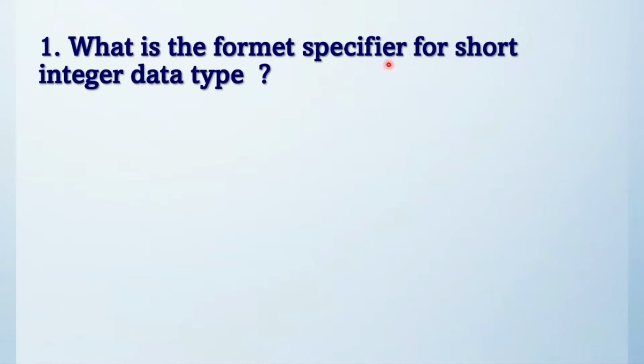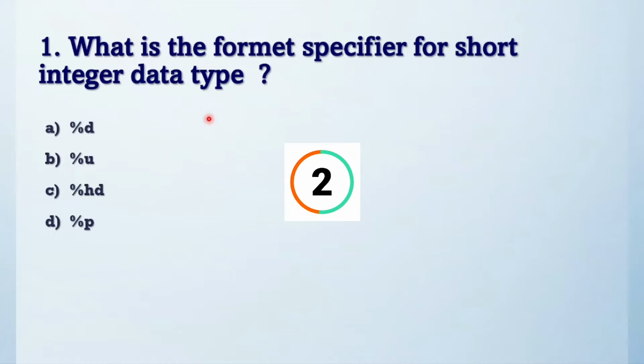What is the format specifier for short integer data type? These are the options. Friends, let me know your answer. Here, %d is used for signed integer data type. %u is used for unsigned integer data type. %sd is used for short integer data type. And %p means pointer. Pointer means address, so you will get more about %p in the next question. So here %hd is the proper format specifier for short integer data type. So the answer will be %hd.